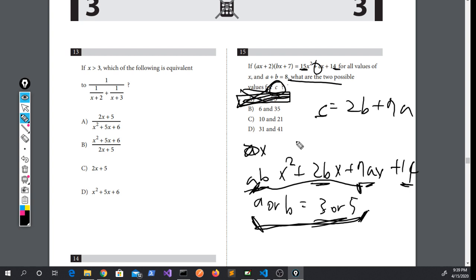So let's plug this in. We don't know if a is 3 or b is 3, so we've got to try it for both. But we don't actually have to, because all 3 choices are different. So if you plug in 3, you get 6 plus 35, which is 41. Which one has 41? D. Don't even waste time solving for the other one. That's a waste of time.